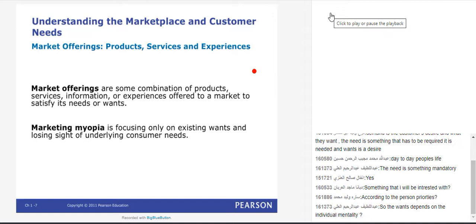So I have a need which is hunger. I have a want. Yes, I want to buy pizza. I want to eat pizza. Demand. Yes, I have purchasing power with me. And the offering, which is the product. So now we need to exchange my money for your pizza. This is simply the basic concepts of the marketplace. Okay? Any questions so far?